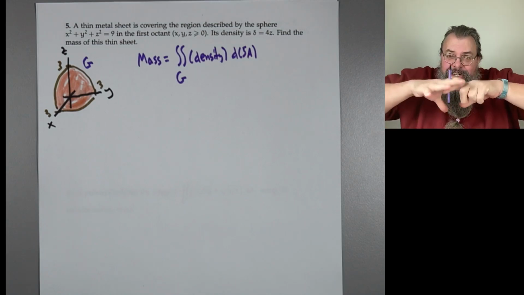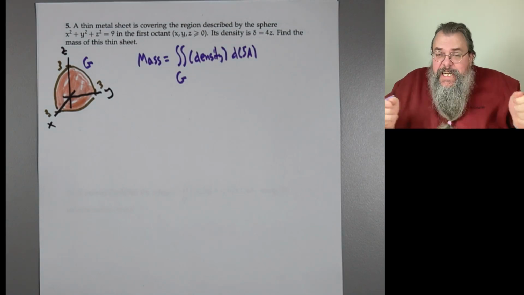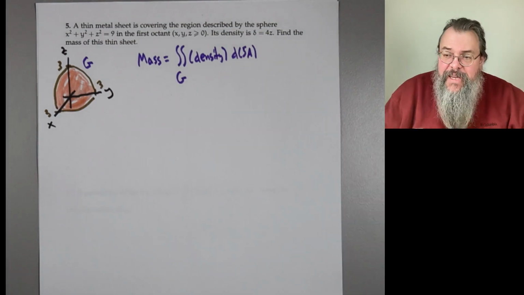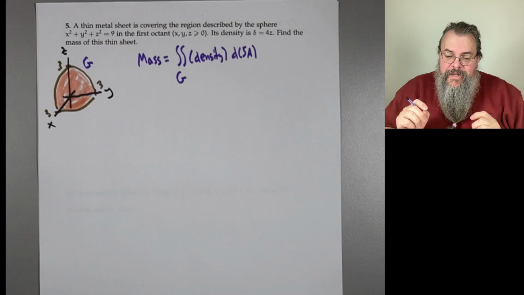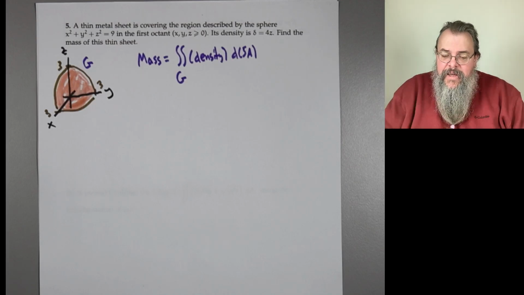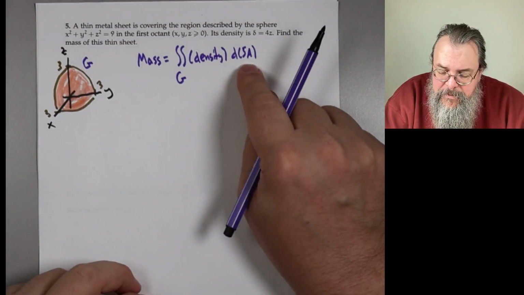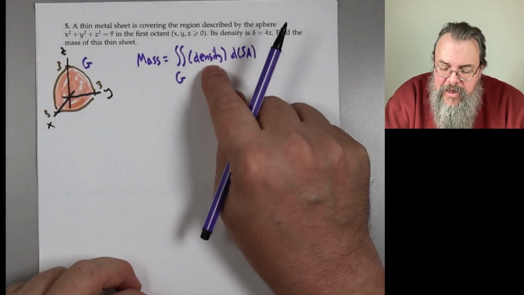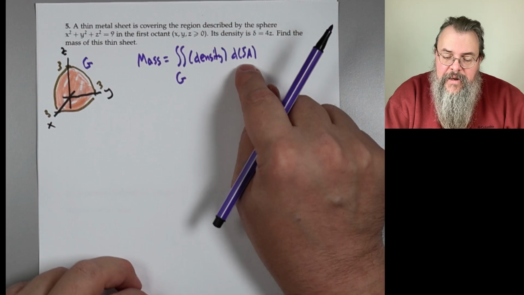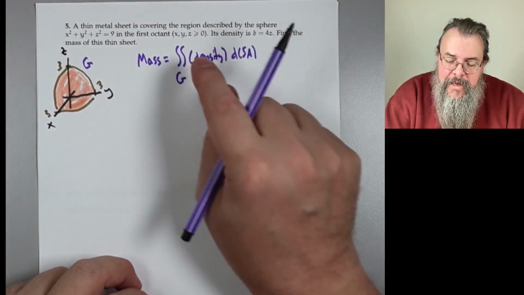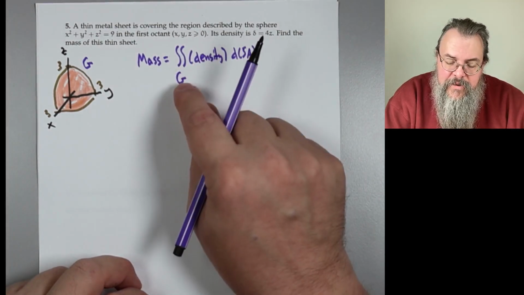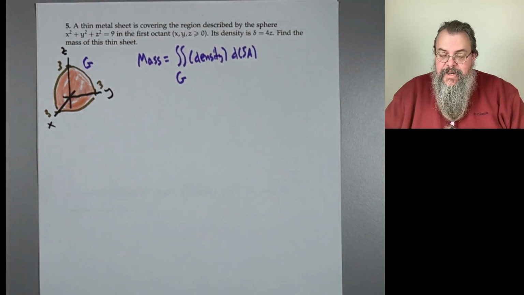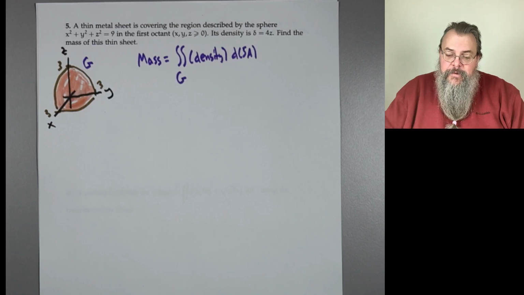dSA means we're taking our surface and cutting it up into little tiny pieces. So this is a little piece of G. That's what dSA means. It's a little piece of G. And so if you take a little bit of G times the density, well, that's the mass of that little piece. And then we add them all up. Now we're using two integral signs because it's a two-dimensional object. All right. Now, at this point, we're like, cool.